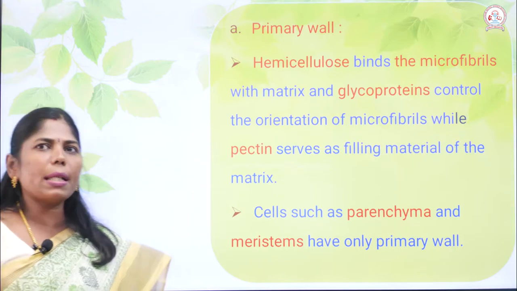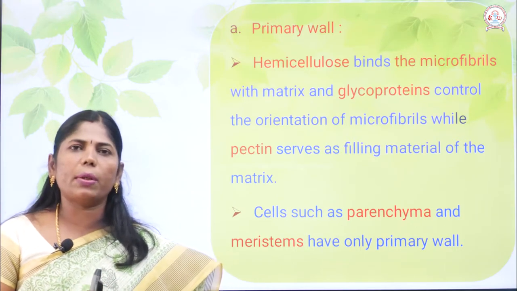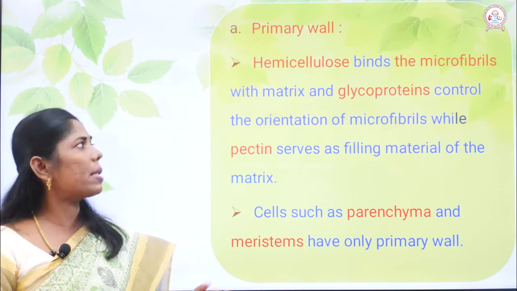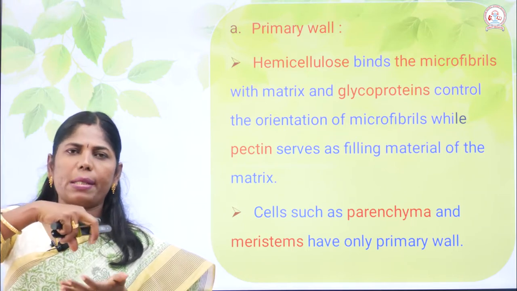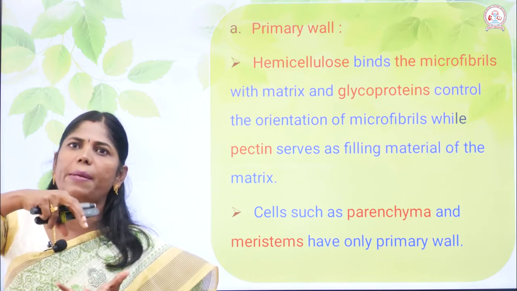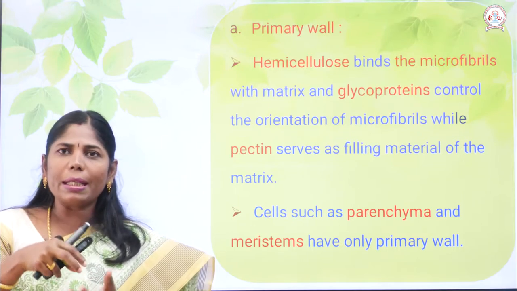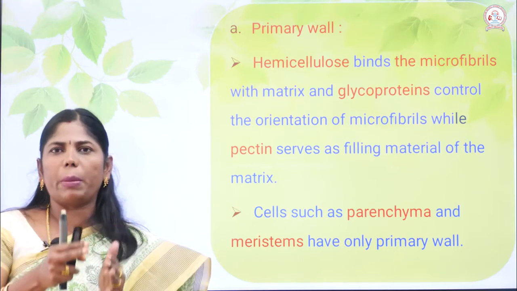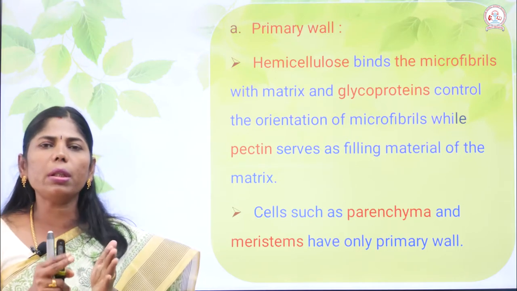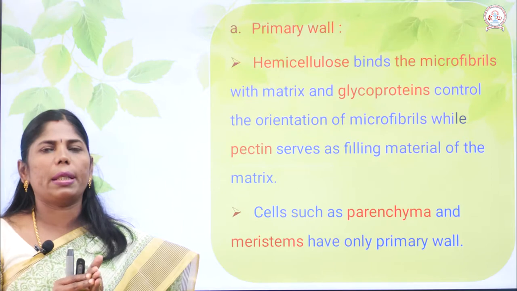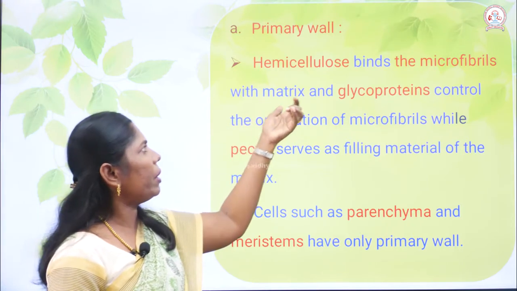So next, the hemicellulose. We already studied that all cell wall materials are present. The hemicellulose binds the microfibril with the matrix. The microfibrils in the matrix is nothing but a fluid substance. So the microfibril within that fluid substance binds with which cell wall material? It binds with hemicellulose. Hemicellulose is a cell wall material that binds the microfibril with the matrix.